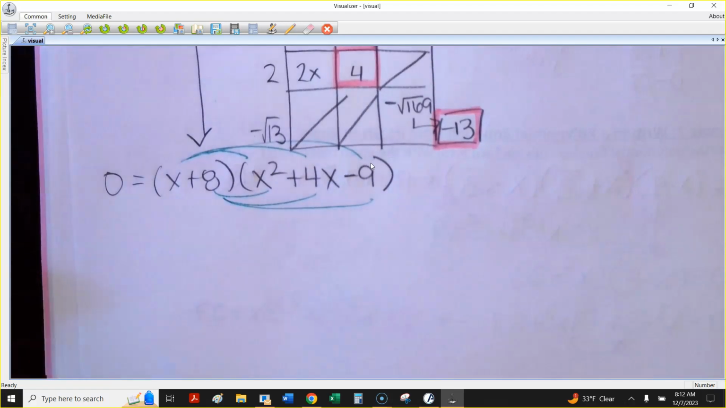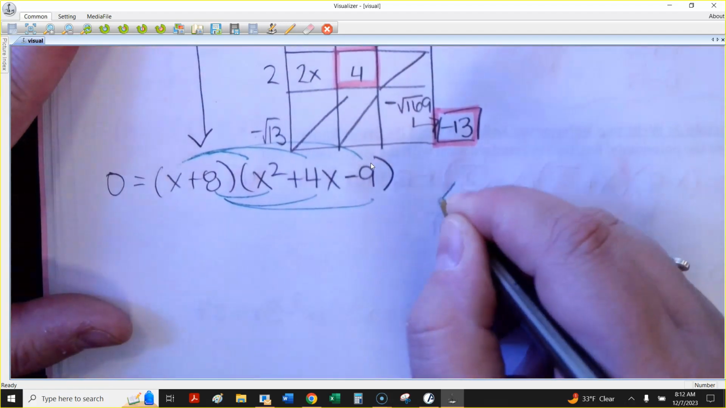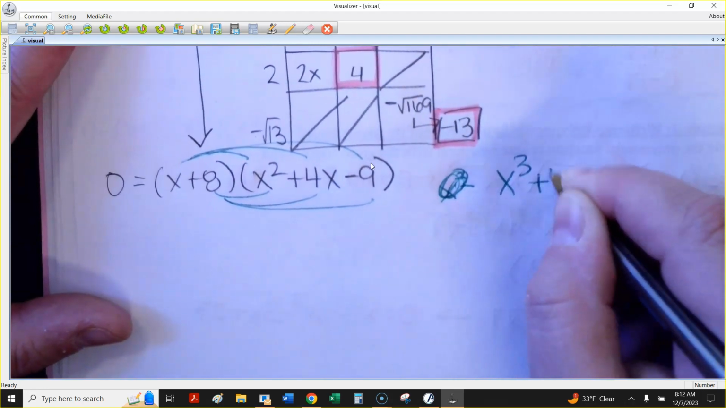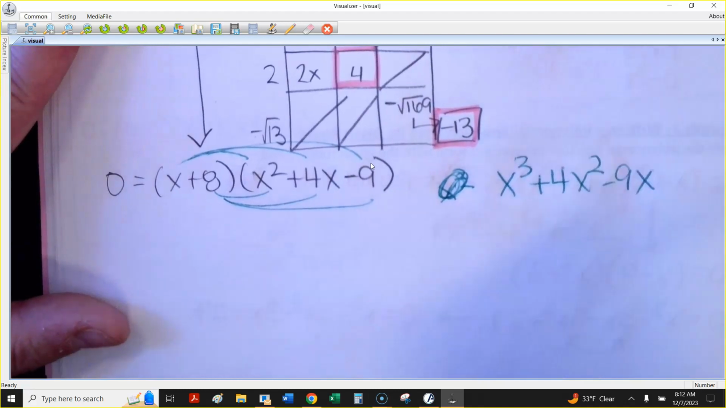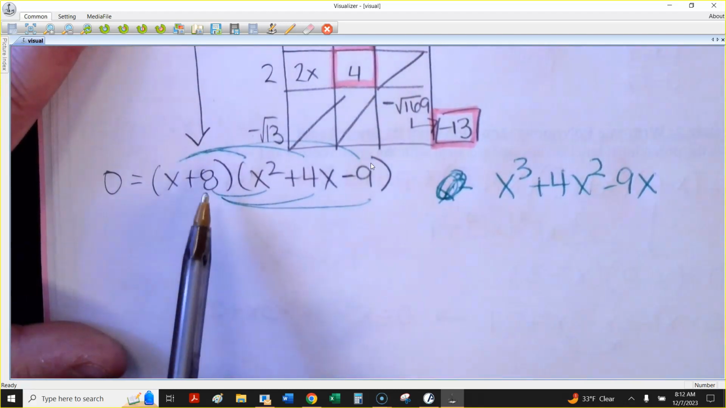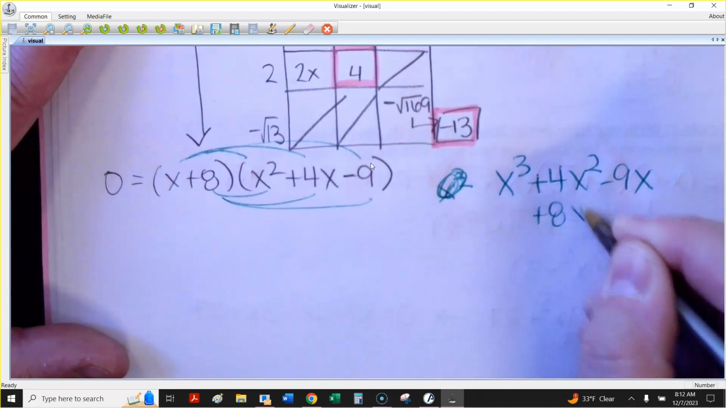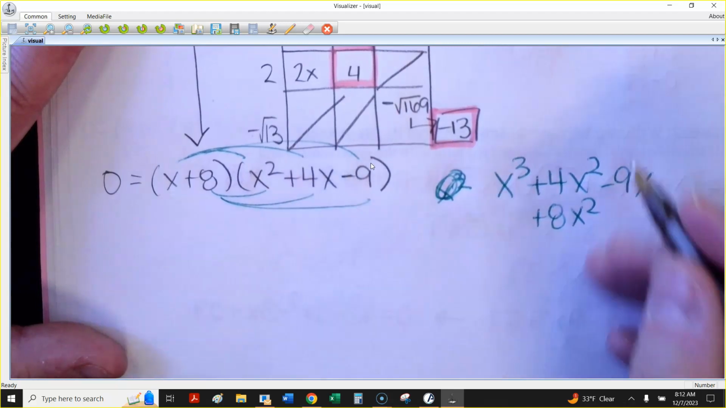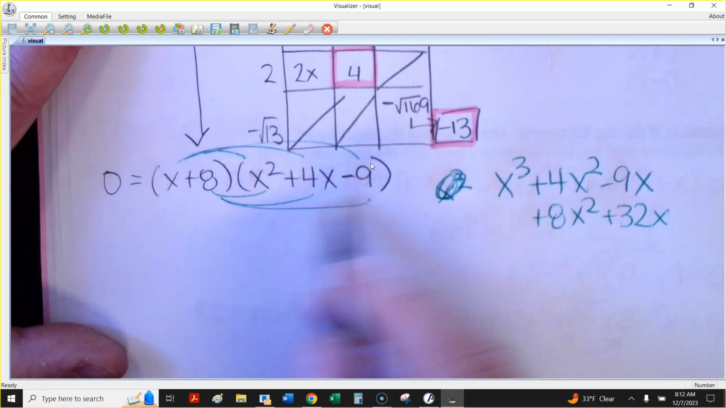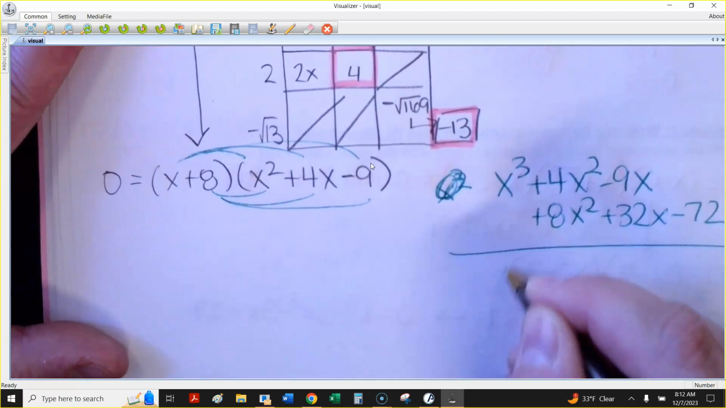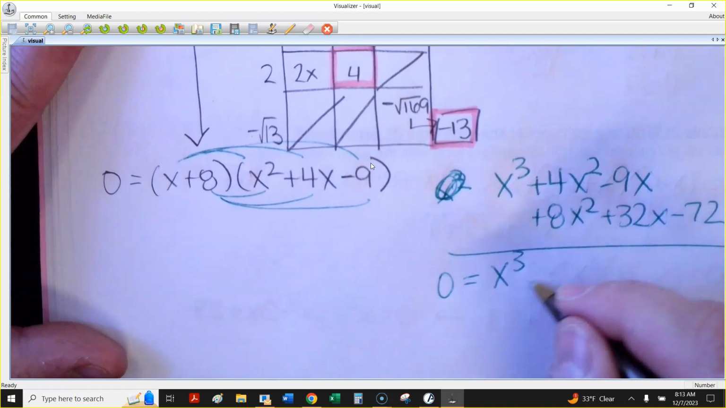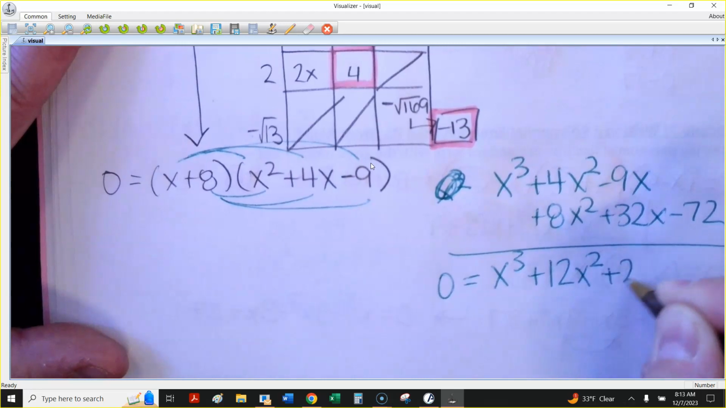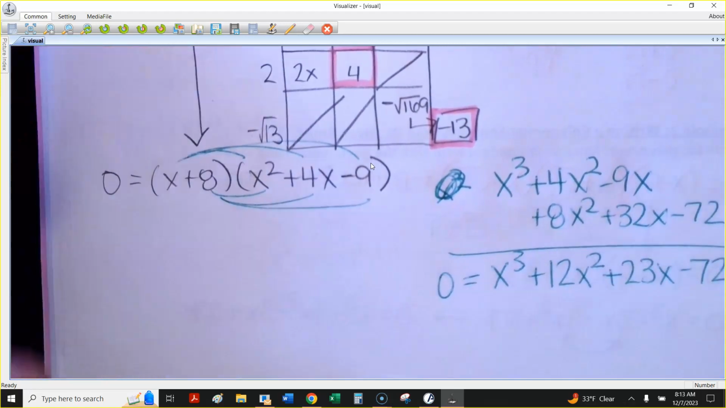So I'm just going to go ahead and do like a kind of a double FOIL. So I've got x, whoops, I just wrote that wrong. We got x cubed, and then plus 4x squared minus 9x. And then I just line up the like terms. So 8 times x squared would be 8x squared. Just put it under the 4x squared. 8 times 4x is going to be 32x. And 8 times negative 9 is negative 72. So my actual answer here, I'm going to get x cubed plus 12x squared plus 23x and then minus 72.